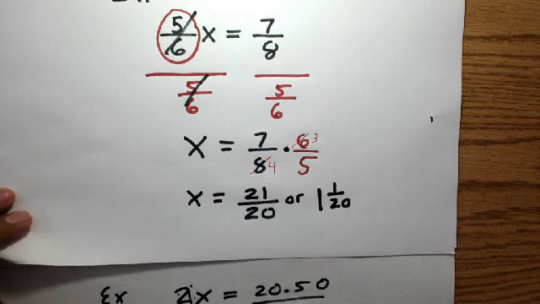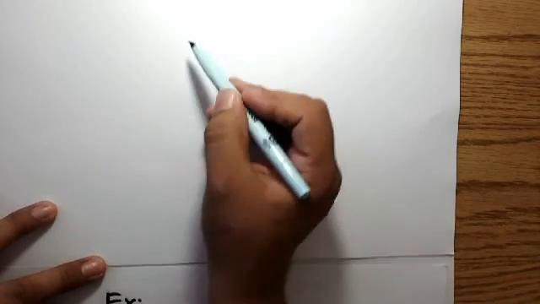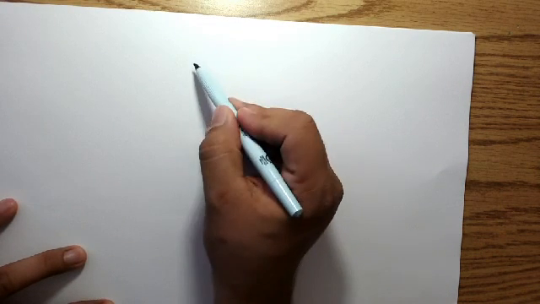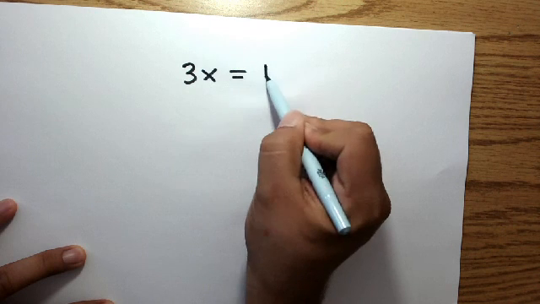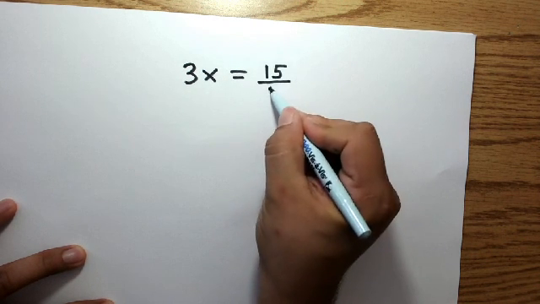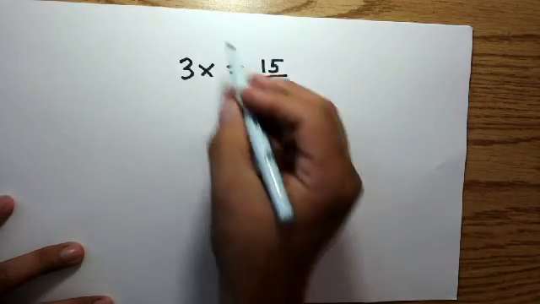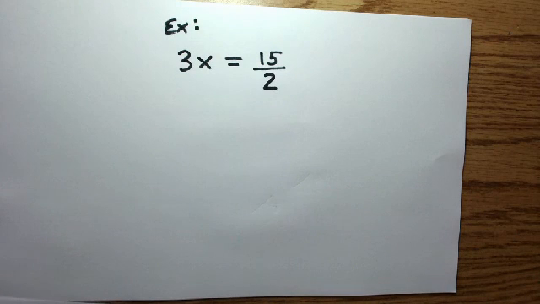Let me give you another one, before we move on to the other ones, which I feel are a little bit easier. Let's try 3x equals 15 over 2. 3x equals 15 over 2. Go ahead and solve this one for me, please.